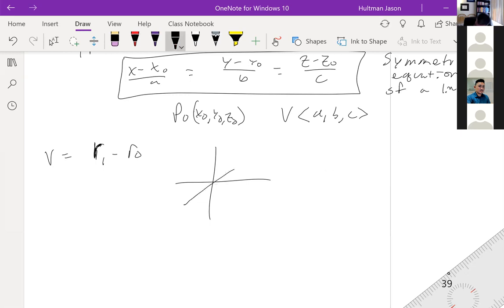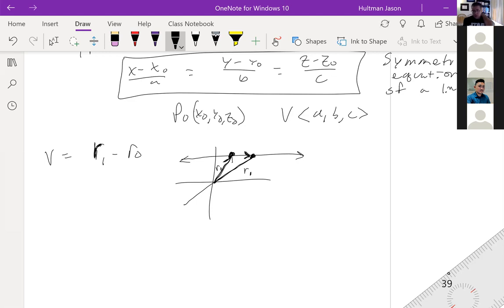Okay, we have R naught, and then we have R1. So we have this point here, and we have this point here, and it's on this line in 3 dimensions. So what is R1 minus R naught? Well, that's this vector here. R1 minus R naught.